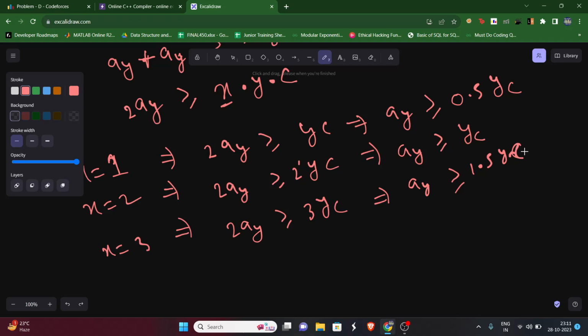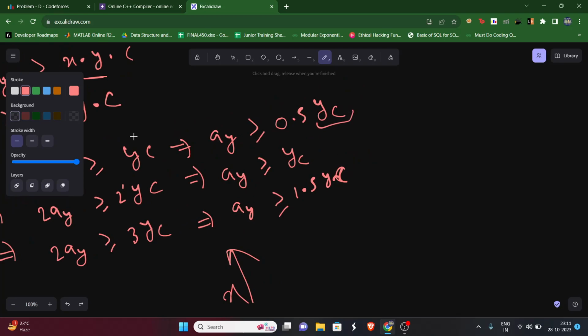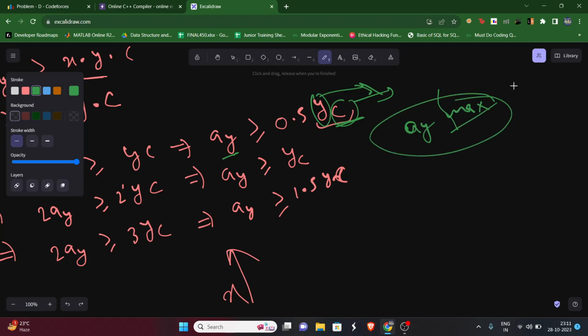So what we can see over here is that as we are increasing x, the value of yc will be fixed, right? Because c is a constant and y is the city number of the yth city. So this will be a constant, and this is also constant. And we have one assumption that ay is maximum right now. Anyway, it won't matter, but let's say for the time being ay is maximum.